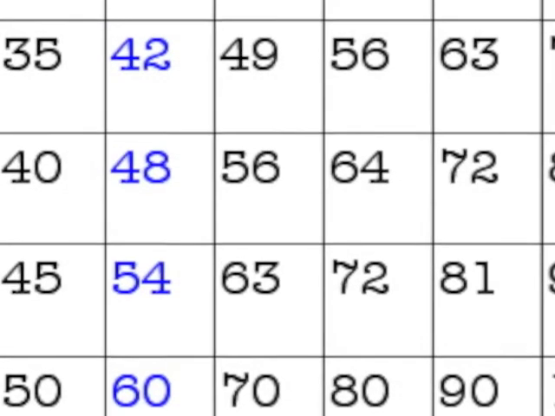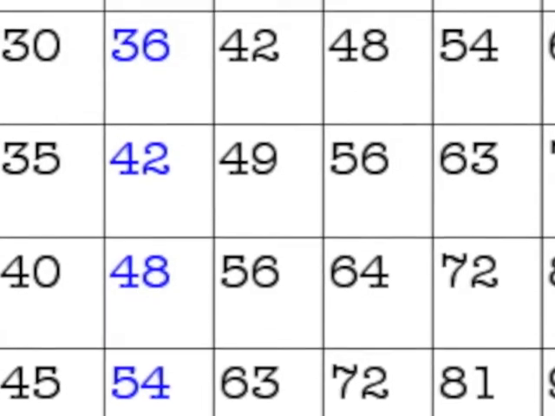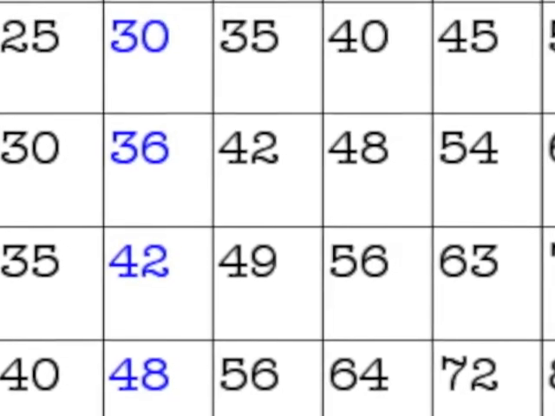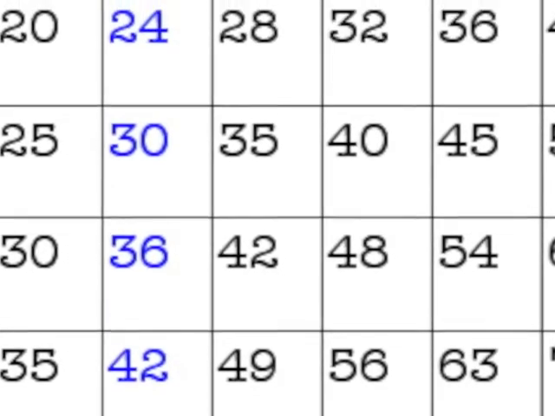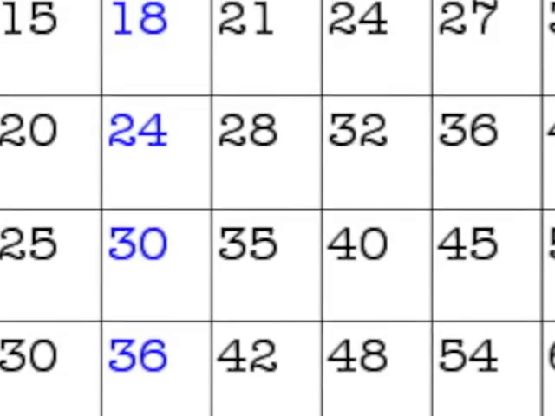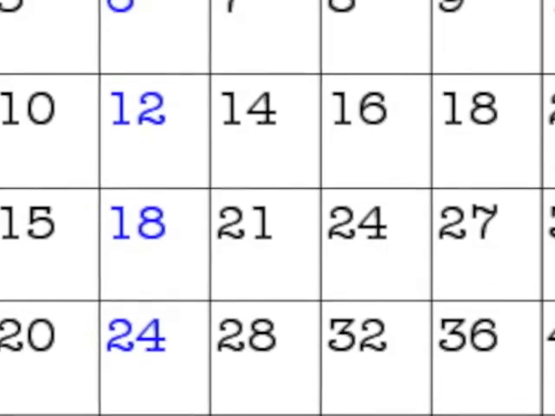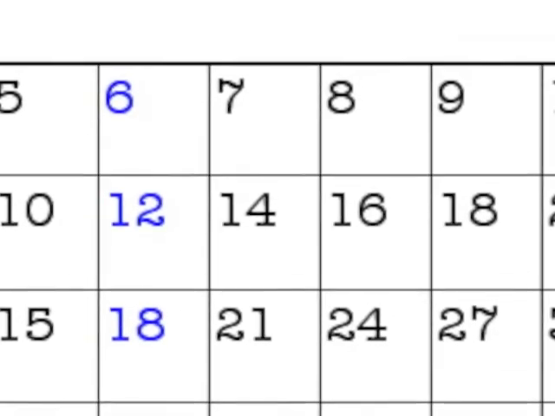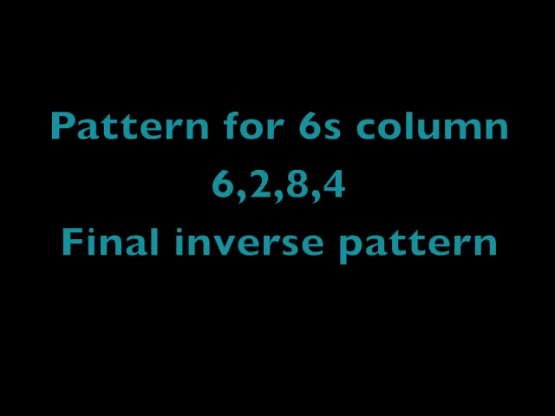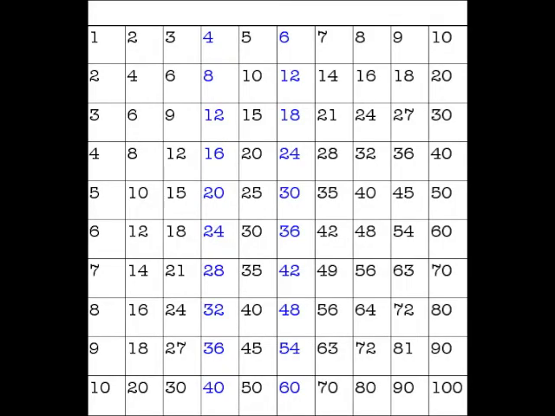So finally, when we go from the bottom up in the 6s column, we see that same pattern as we saw going down in the 4s column, 4, 8, 2, 6. So our final inverse pattern is 6, 2, 8, 4 for counting by 6s. Here we go.